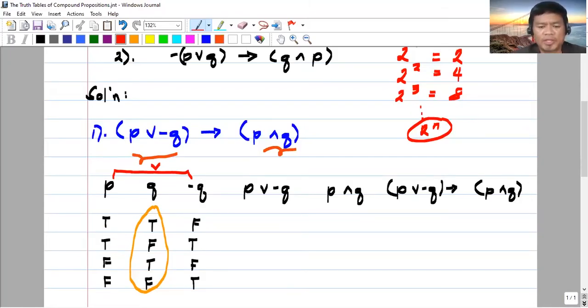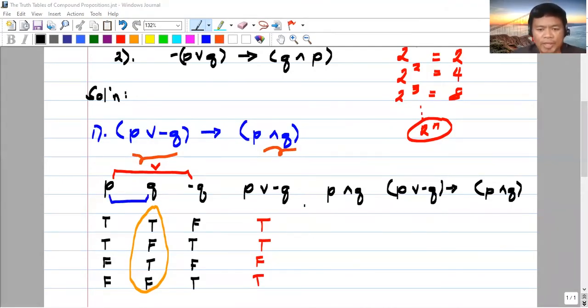the condition under disjunction? The disjunction of two propositions is false when both the truth values of P and not Q are false. So we have here false or false is false. Okay? And true or false is true. And then true or true is true. And then false or true is true. Okay? So this is our truth value of the first expression, P or not Q.